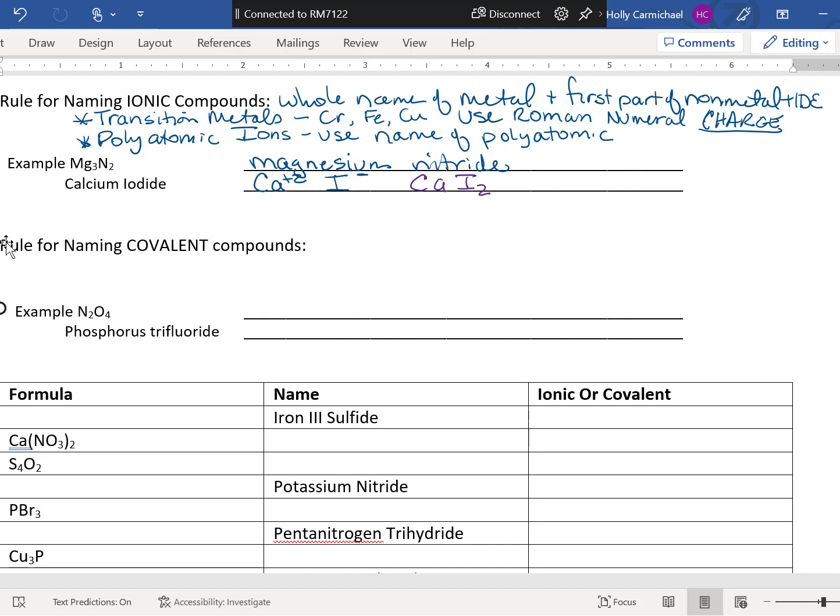Rules for naming covalent compounds. You're going to need to use number prefixes. The only exception is no mono in the first element. Other than that, mono, di, tri, tetra, penta, going along. You're going to add number prefixes. So how much of the first element do you use? Whole name.